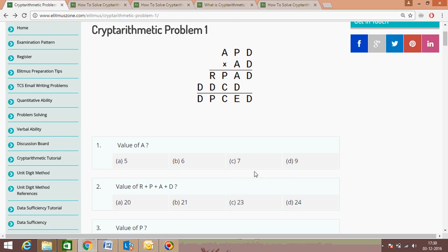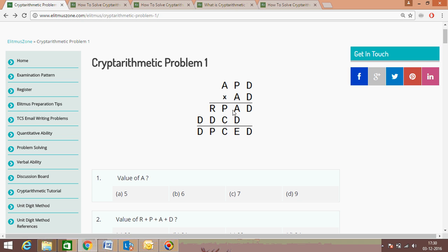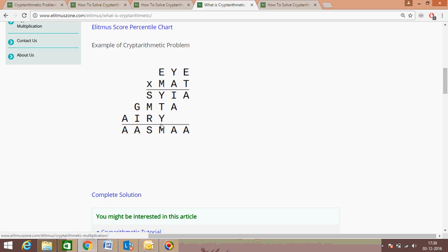So it's very easy. You can go through the video and solve it. If you are facing any difficulty, please go through the tutorial.